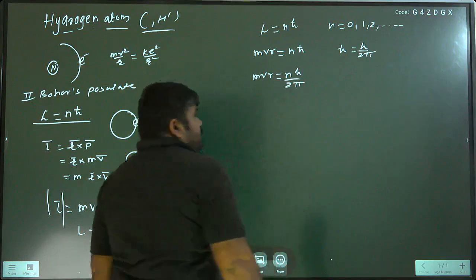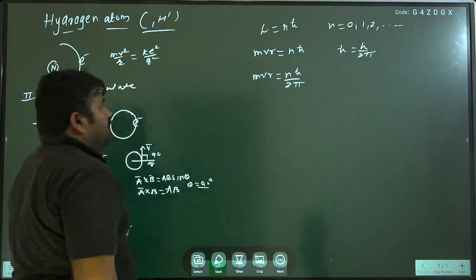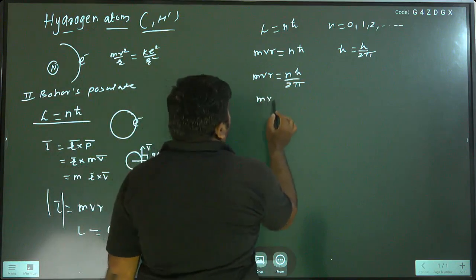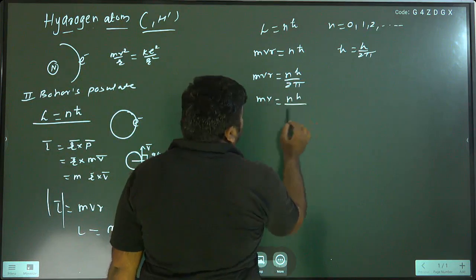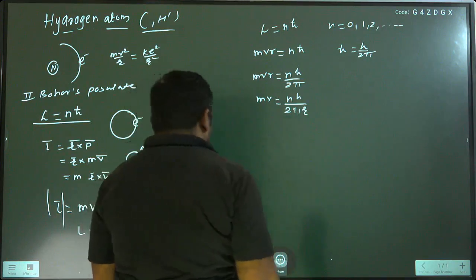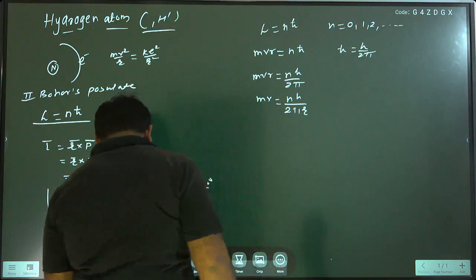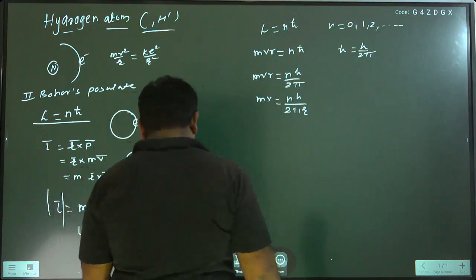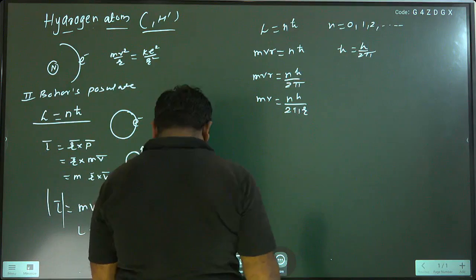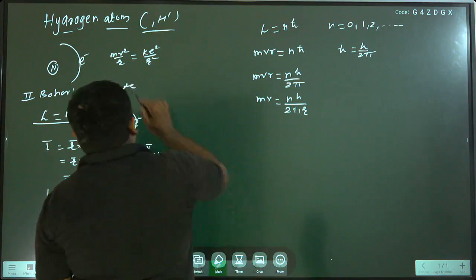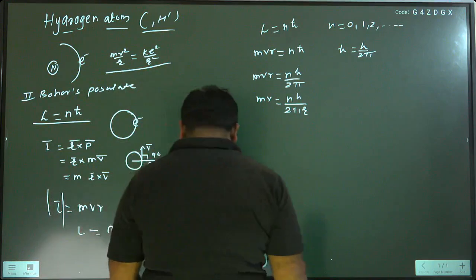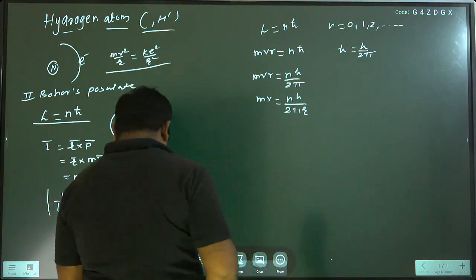Then m v is equal to n h upon 2 pi r. This mass into velocity is equal to n h upon 2 pi r. Or simply m v r is equal to n h upon 2 pi. And what is the first equation? It is m v square upon r is equal to k e square upon r square. Now, what is the kinetic energy?